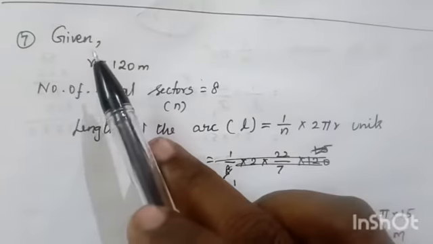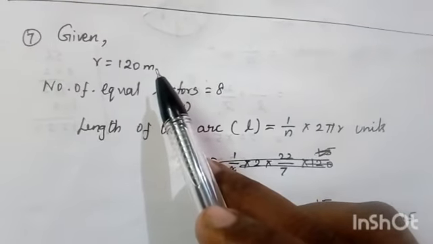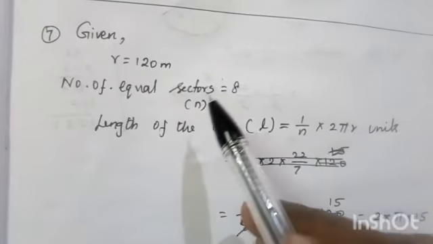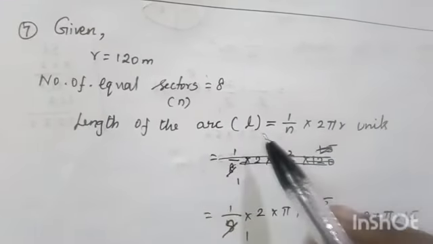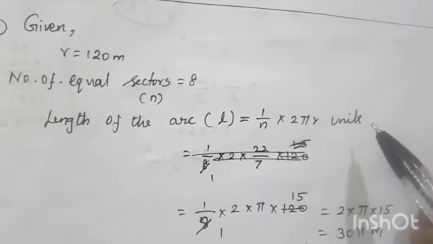For the 7th question, what are the things given? Radius equal to 120 meter. Number of equal sectors, denoted by n, equal to 8. Length of arc L equal to 1 by n into 2 pi r units.